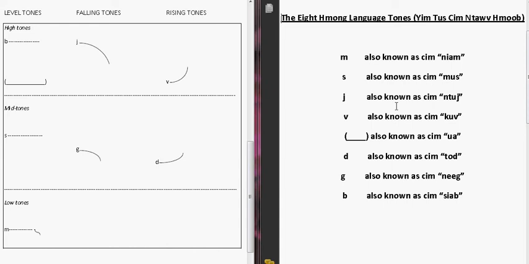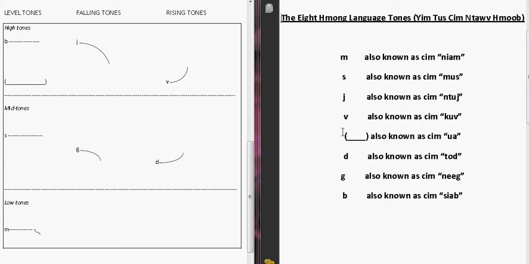This here, J, also known as ji du. Du actually means the sky. Mu, I forgot to mention, means to go. Mu, du, du. V, also known as ji gu. Gu means me, or I. Gu.